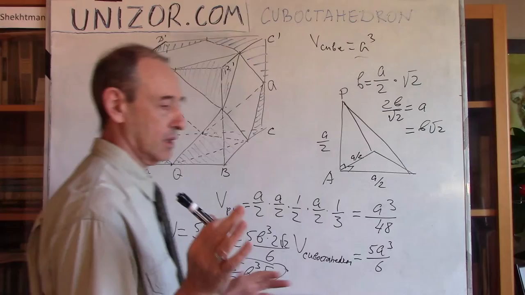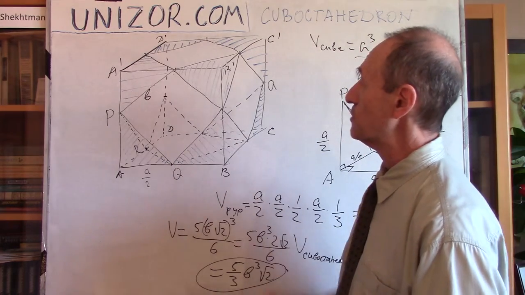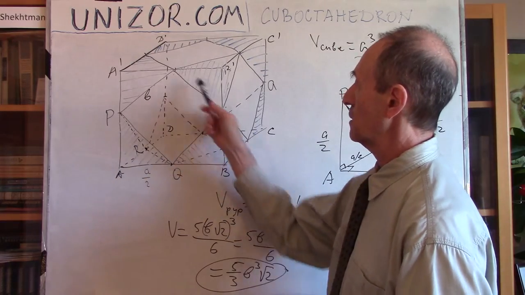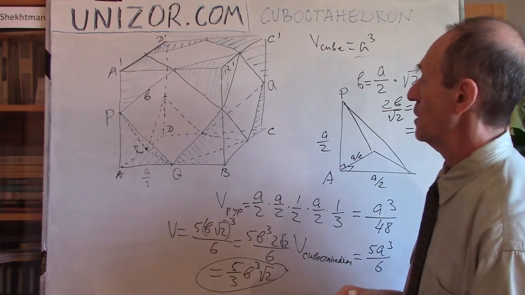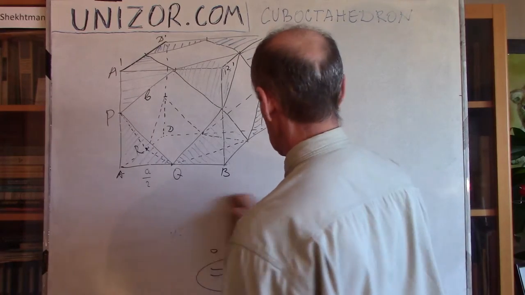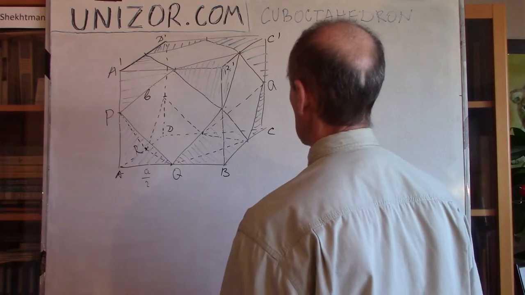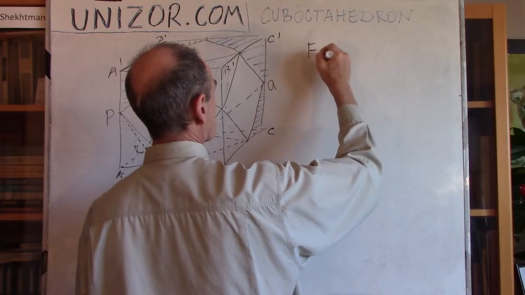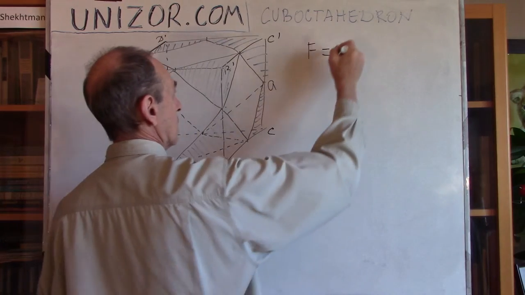I do suggest you try to do all these calculations yourself, because it's a kind of useful thing, and it's a very interesting figure, this cuboctahedron. It has 6 square faces, and 8 triangular faces, right? So if you count how many faces and edges and vertices this figure has, it would be what? Faces is equal to 6 squares from the original cube plus 8 triangles, so it's 14.